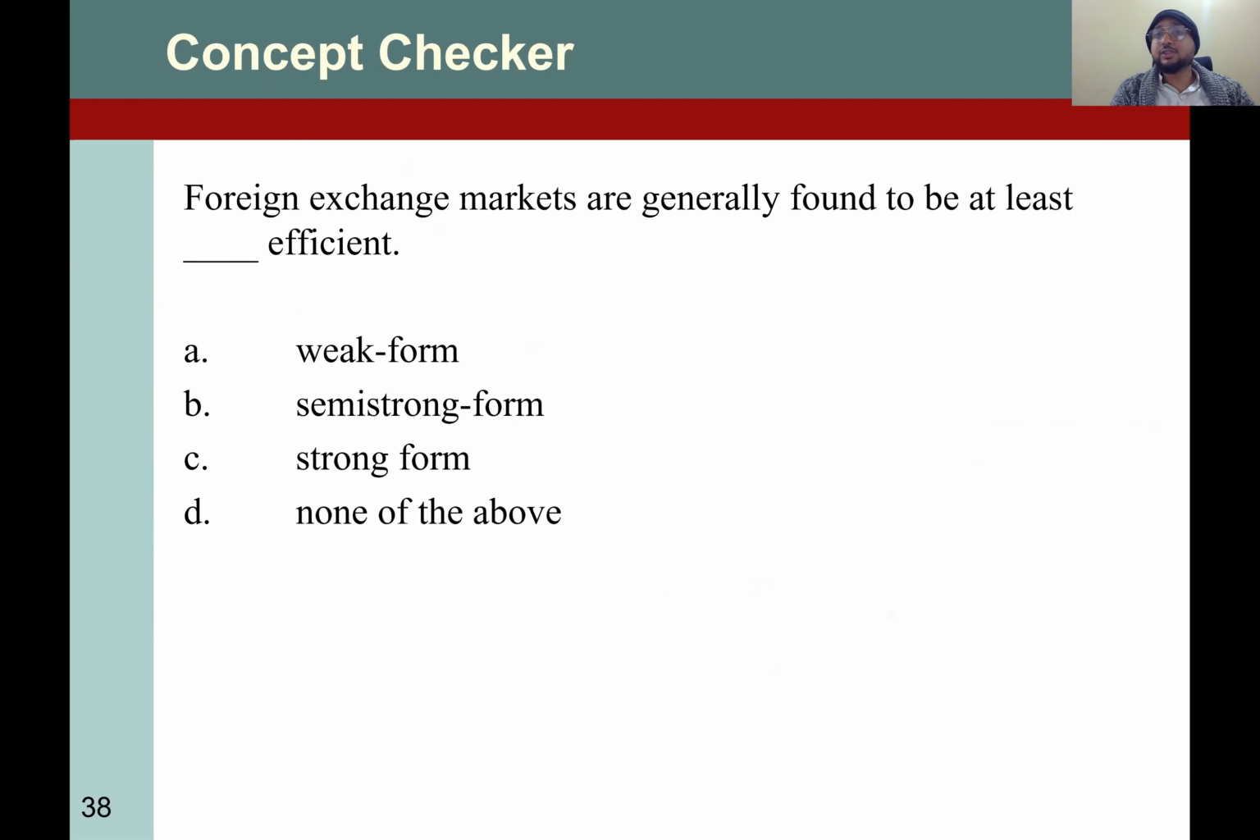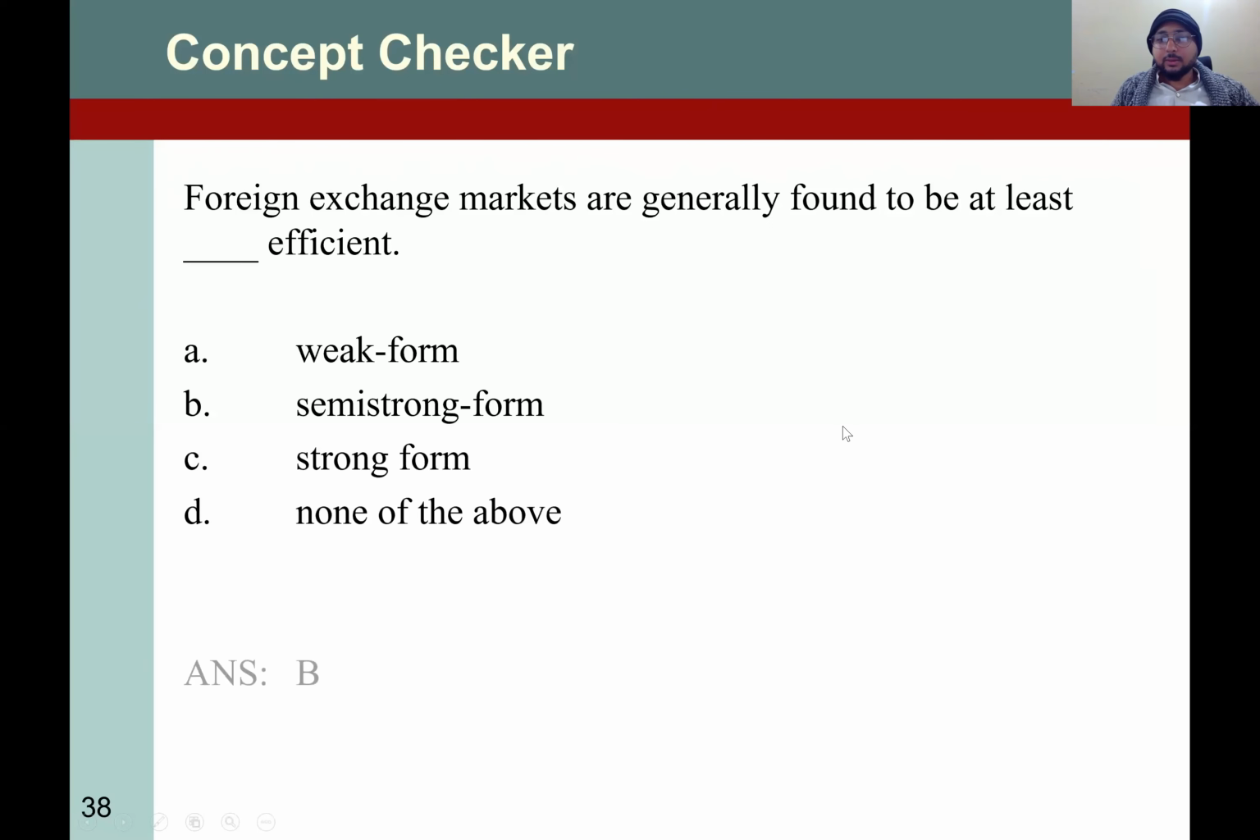Foreign exchange markets are generally found to be at least, we talked about that. At least. Kathleen, Marilyn, Janla. Guys, can you hear me? Yes.